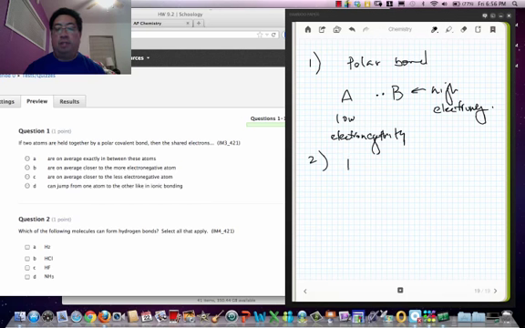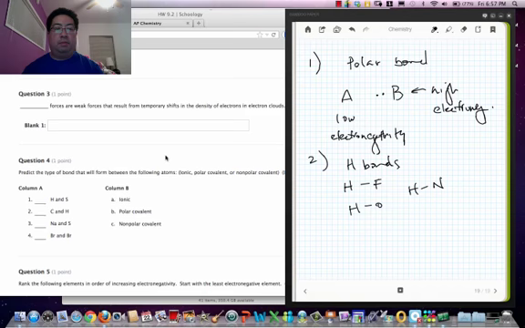Now for H bonds, remember, is only when you have H connected to F, H connected to O, or H connected to N. Okay, if H is connected to anything else, it may still be polar, but the intermolecular force will not be hydrogen bonds.